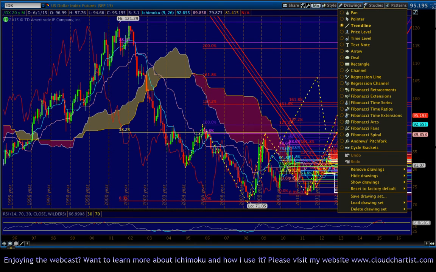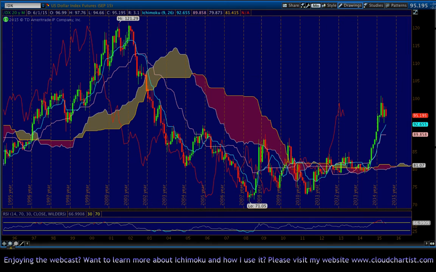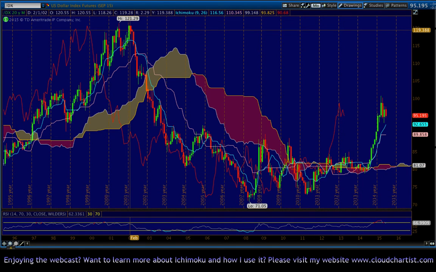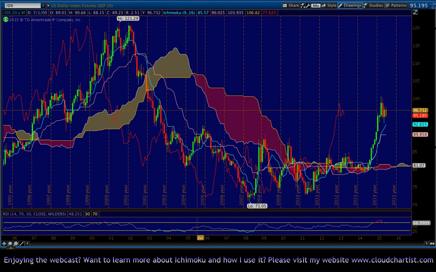I'm going to hide all my drawings, and this is the monthly, by the way. So you can see what the dollar's been doing. The dollar had a really brutal sell-off from its highs in like 2001. Brutal. It came down with a low of 71 in 2008. That was impressive.